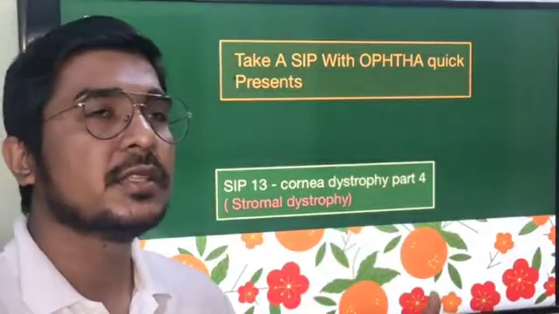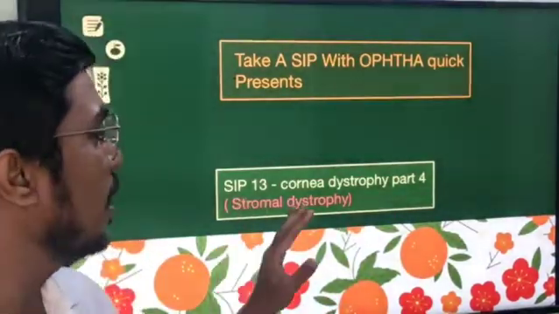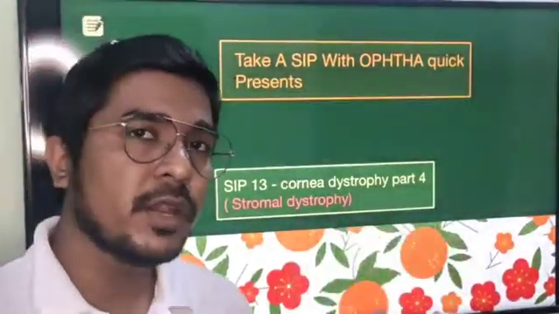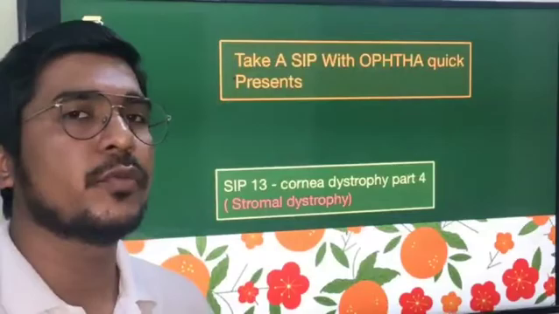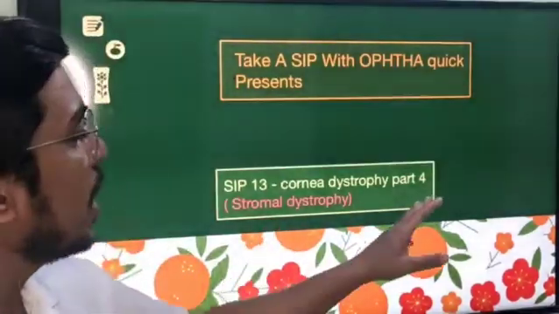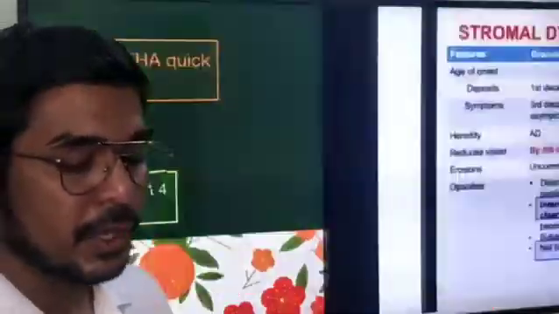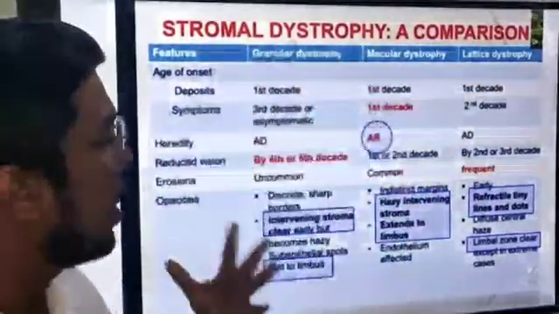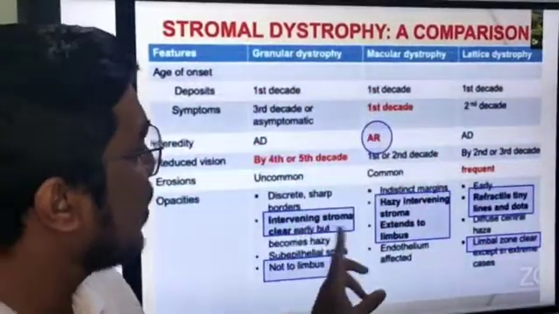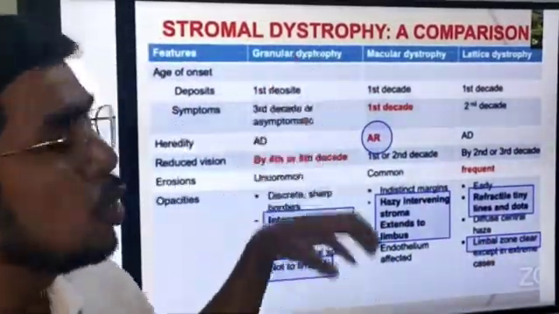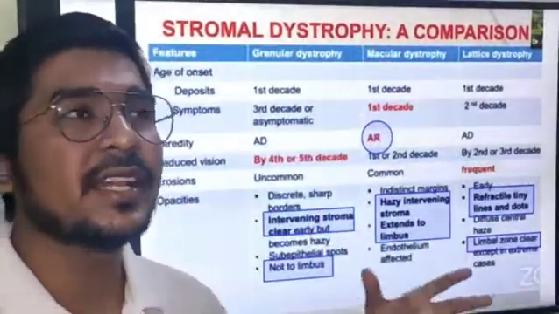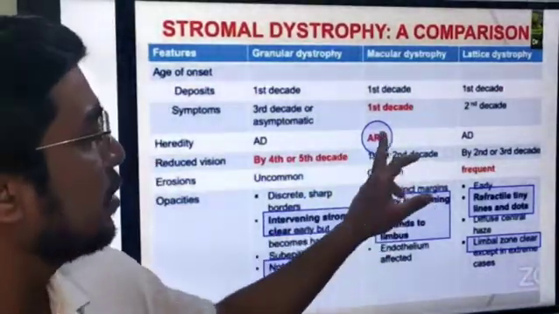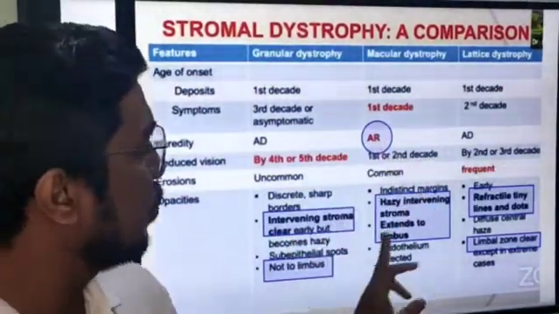We have discussed 3 parts, and this is stromal dystrophy. There is one more part, corneal dystrophy part 5, where we will be discussing the endothelial dystrophy, and that will conclude the corneal dystrophy. But here we are at part 4, stromal dystrophy. I'm not asking you to remember all these things. This is a big table. I'm just asking you to remember what I have highlighted here. Students who want to write it in their MBBS examination can learn everything, but for you only these points are there.